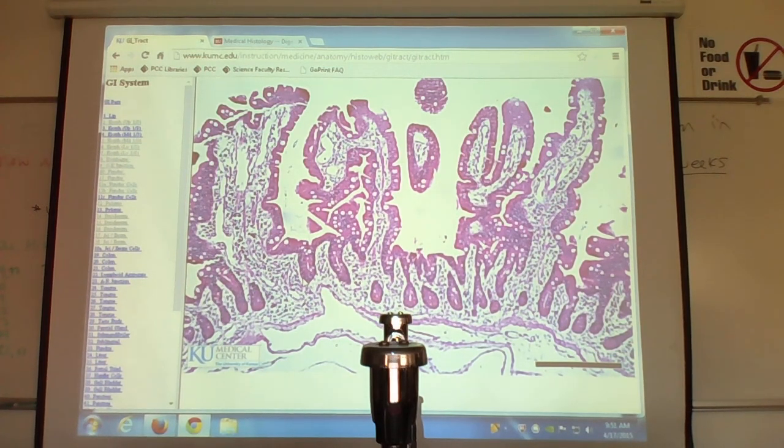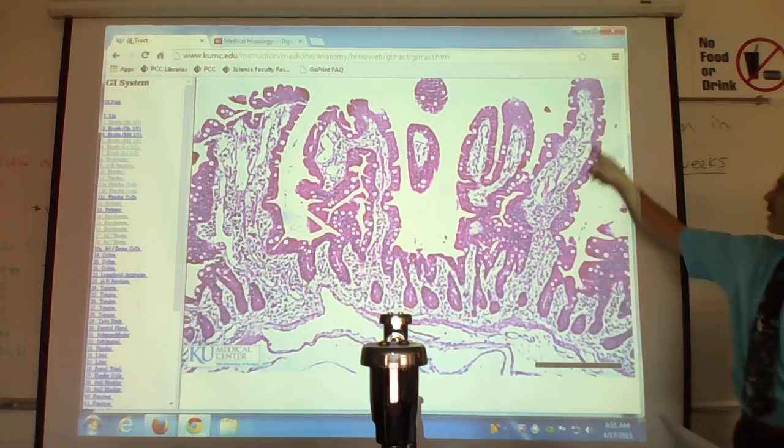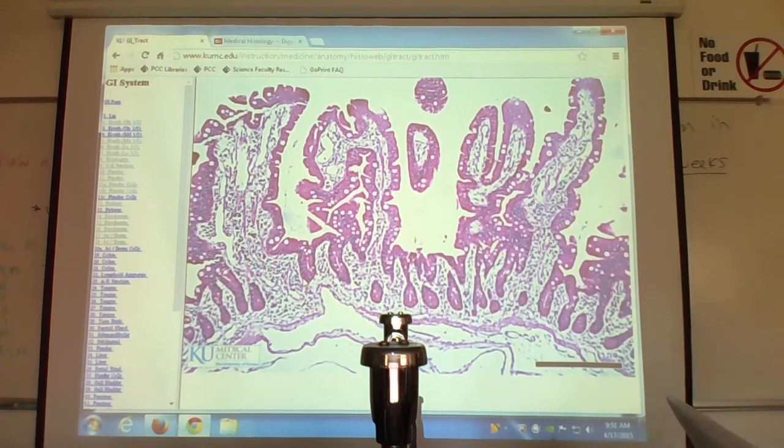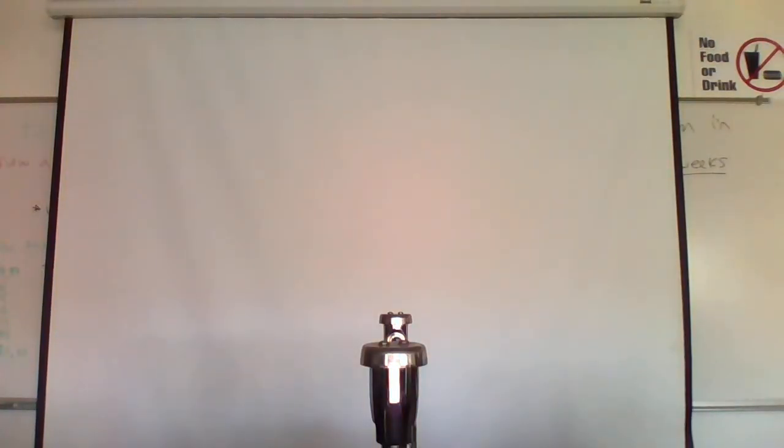Okay, so everyone has fingers. White circle: goblet cells. Those are the goblet cells you learned way back when. So why is crypt listed under duodenum? Because they have crypts. So everyone has crypts, and not everyone has glands. Everybody has crypts.